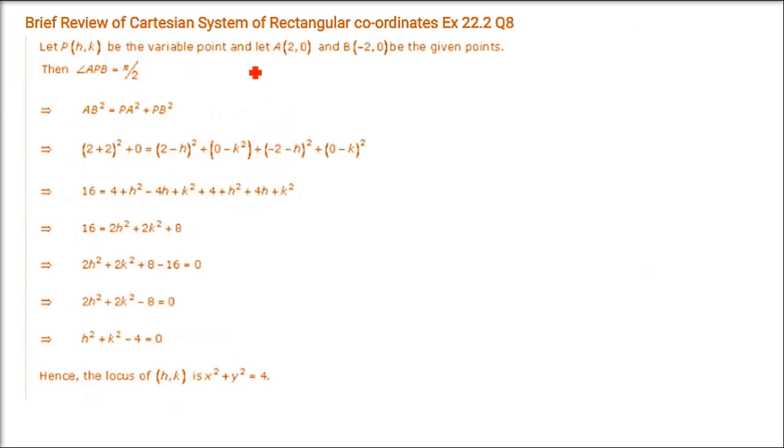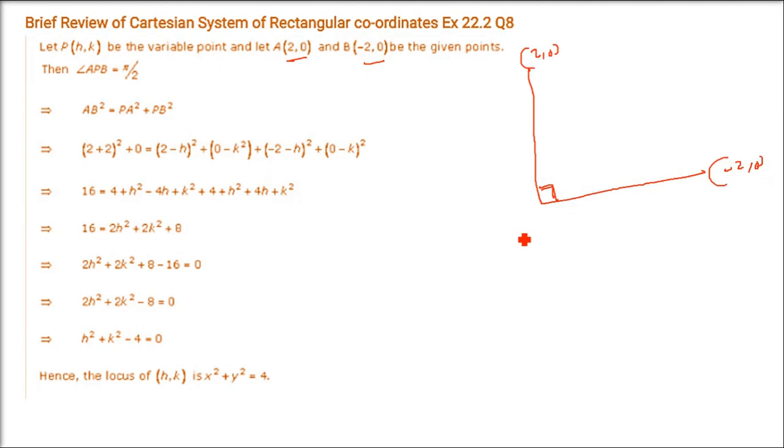Now you have (2, 0) and (-2, 0). Find the locus of a point such that the line segment having endpoints (2, 0) and (-2, 0) subtends a right angle at this point. Right angle at this point. So there is a right angle triangle. The point is (2, 0) and this point is (-2, 0). So the angle is 90 degrees.